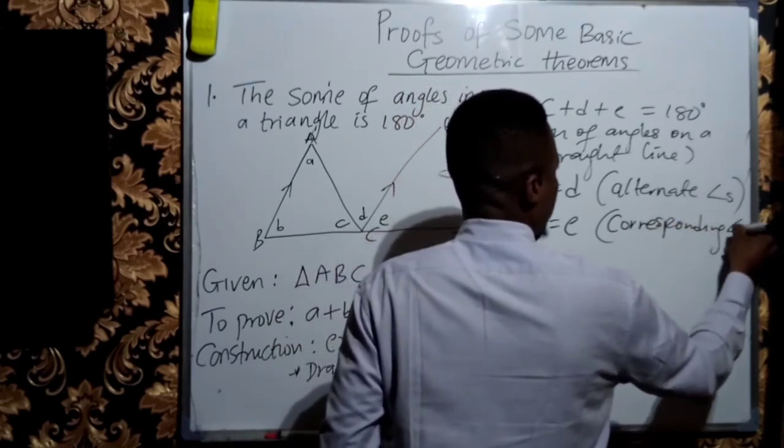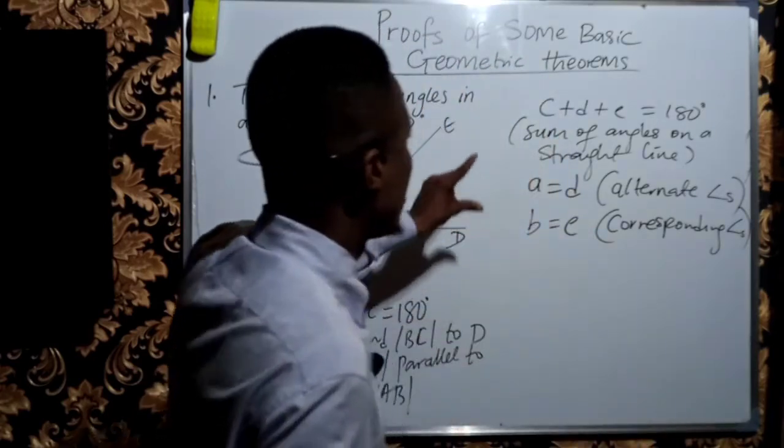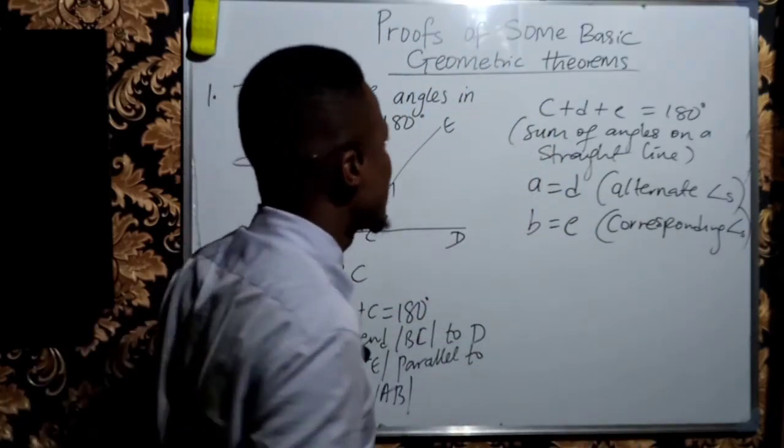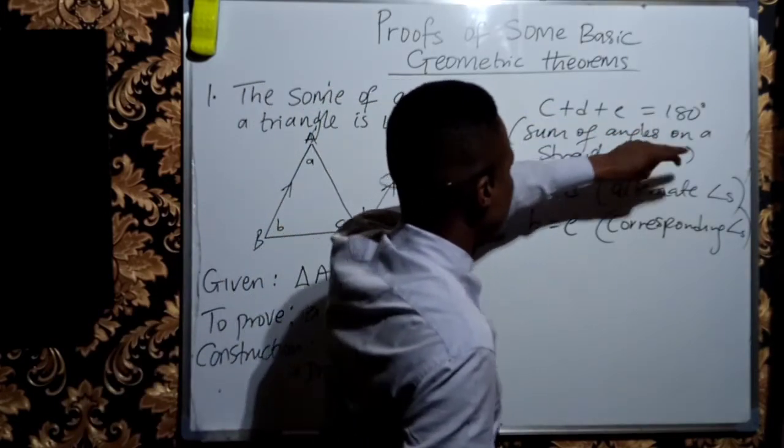Okay, now from this little conclusion we've done here, we can see that C plus D plus E is 180 degrees.